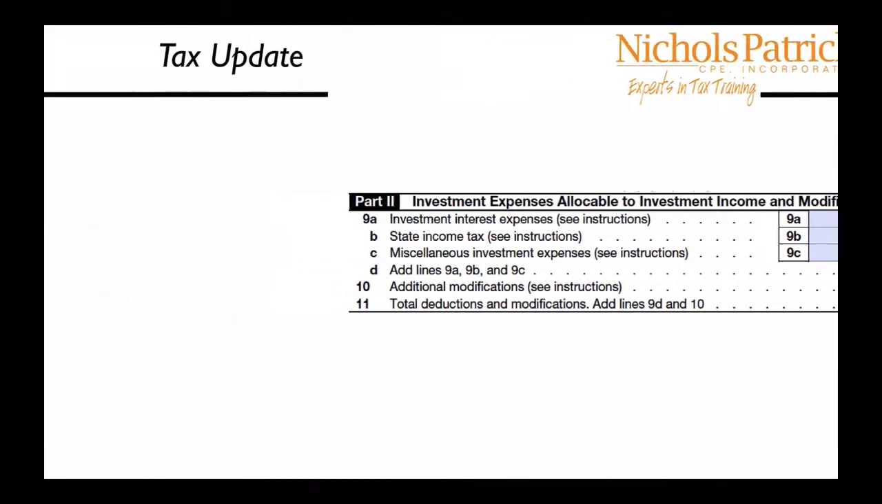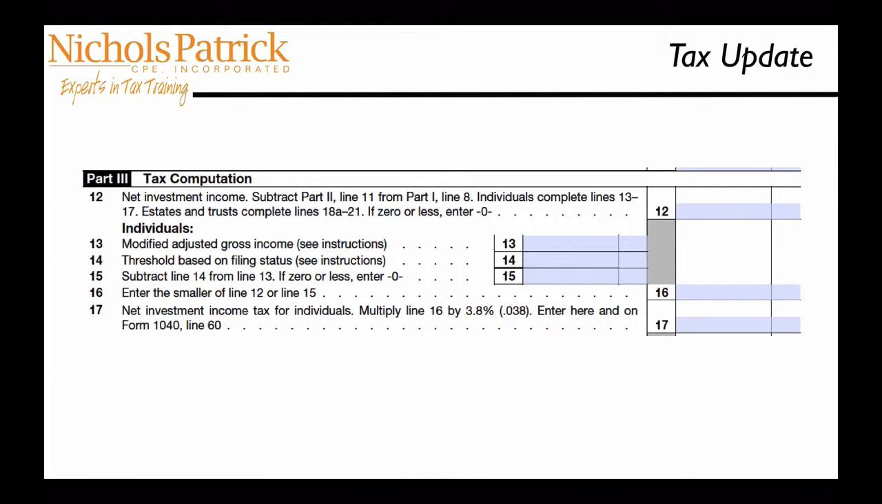In Part 3, we compute the tax. Line 12 is used for both individuals and for fiduciary returns. That's the net number. For individuals, this is going to be the net investment income. For estates and trusts, we need to make a couple of other adjustments, so we'll move on beyond that.